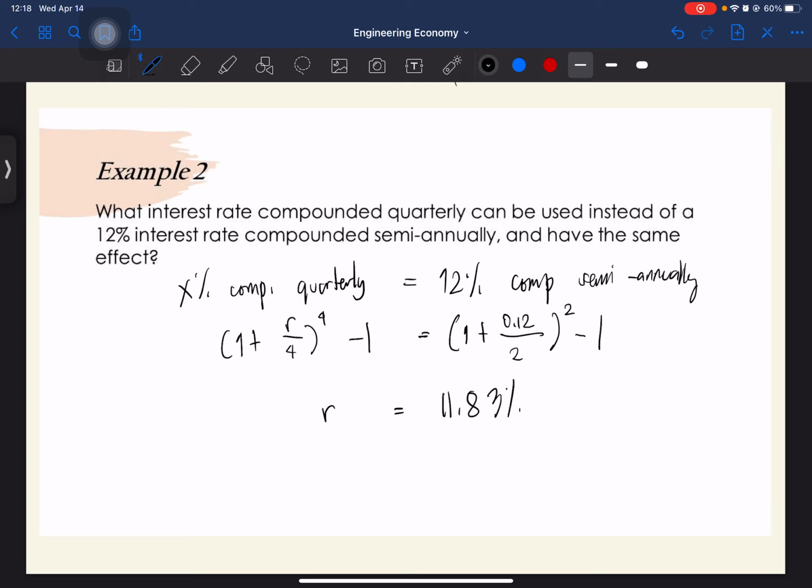Ibig sabihin, 11.83% compounded quarterly has the same effect as 12% compounded semi-annually. Okay? So, yun. Next.